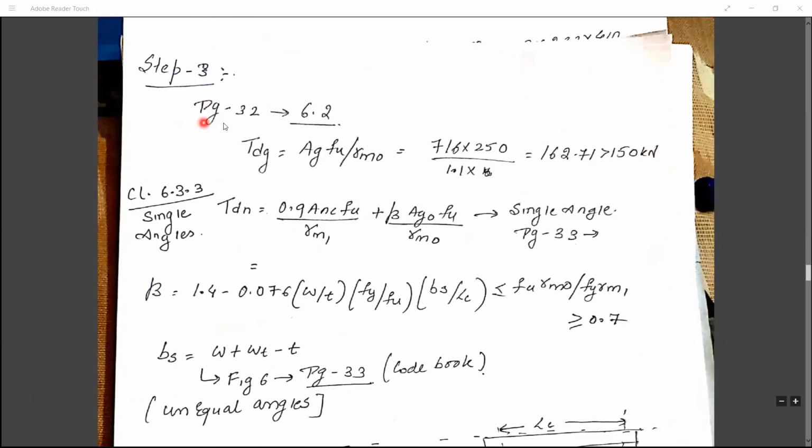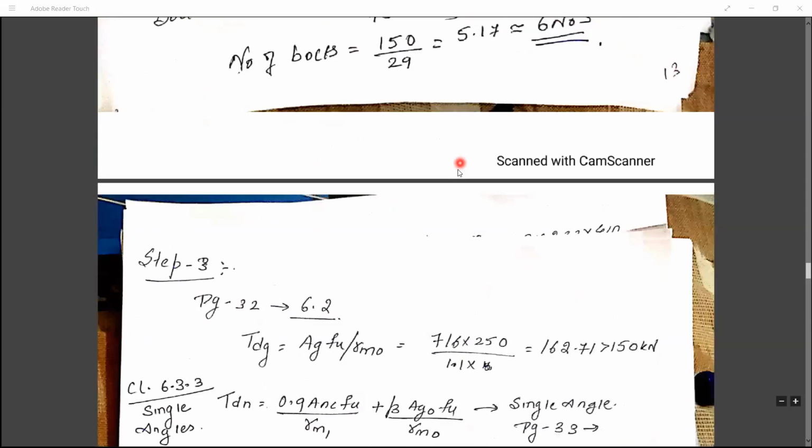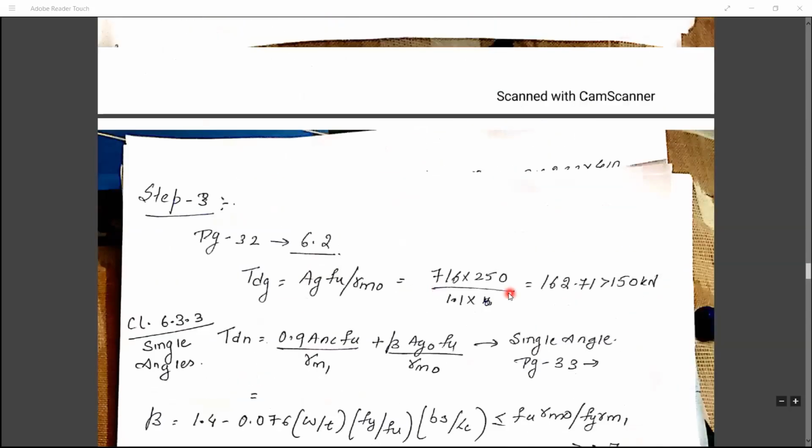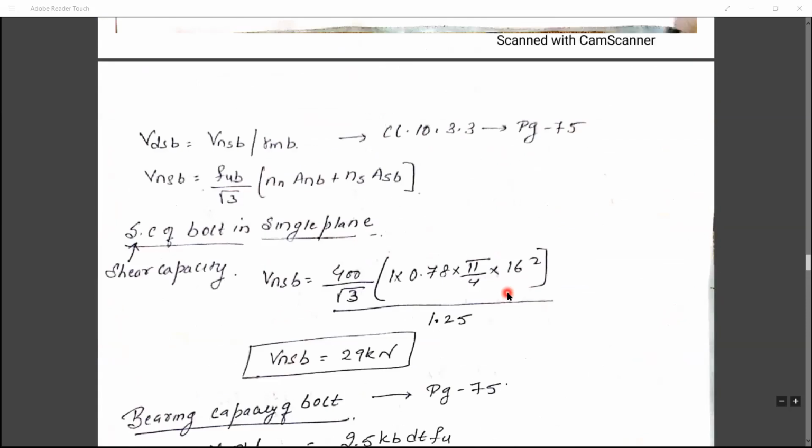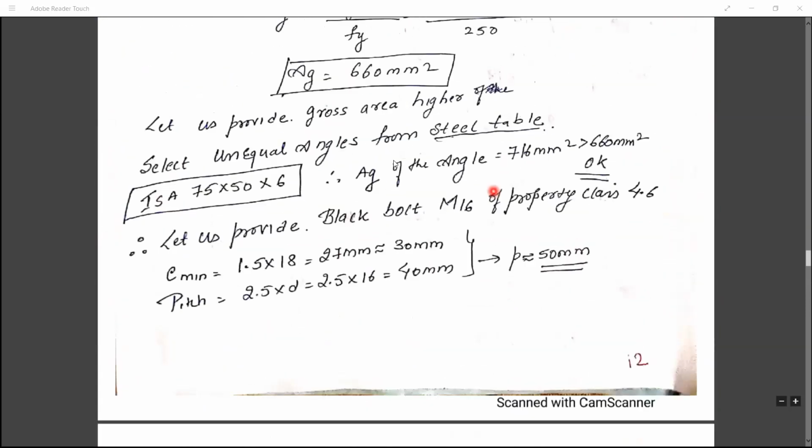Then if you go to step 3, page number 32, clause 6.2, there you can find the gross sectional area with respect to the design connection. Here Ag fu by gamma m0. What is Ag? See, this is nothing but our new area. Whatever the area we got with Ag, just you need to substitute here. See this one, Ag 716 mm square. This is our new area, not our old area.